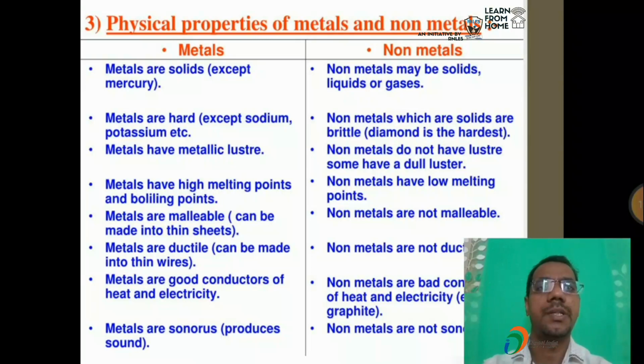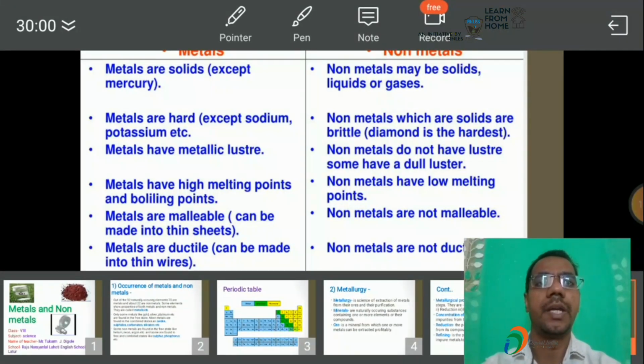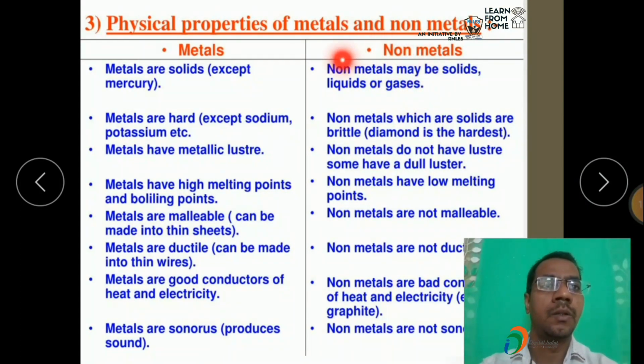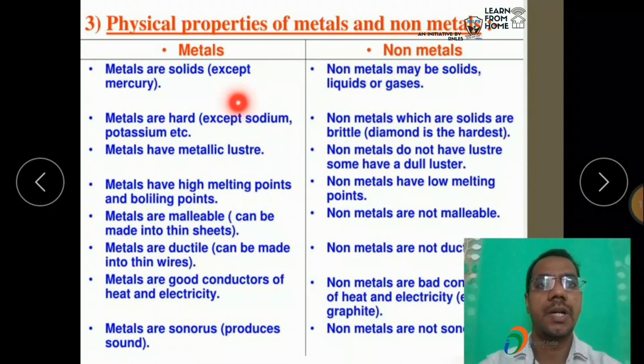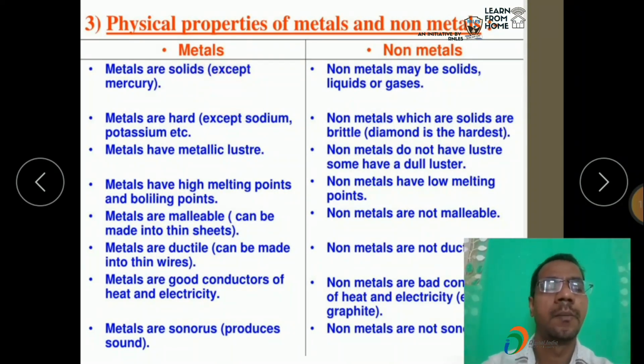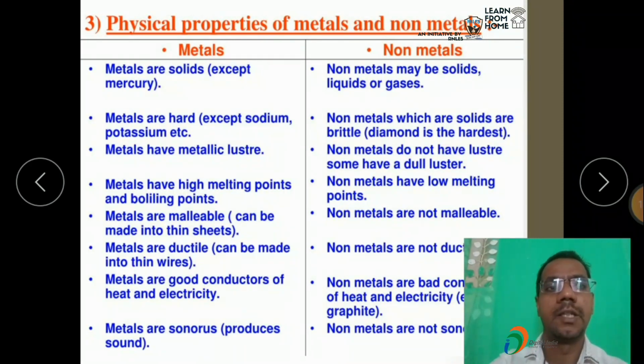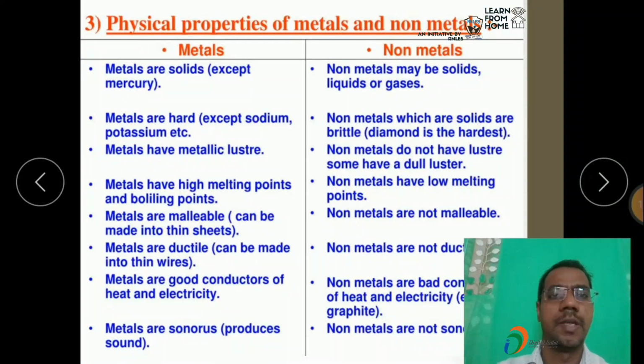But one exception is mercury. You can check here, mercury. But non-metals are either solid, liquid, or gases. It means all three states of non-metals are present, but metals are generally present in a solid state. But one exception is mercury. In the exam there might be a question for 1 mark: tell me one metal which is present in a liquid state. Yes, mercury.